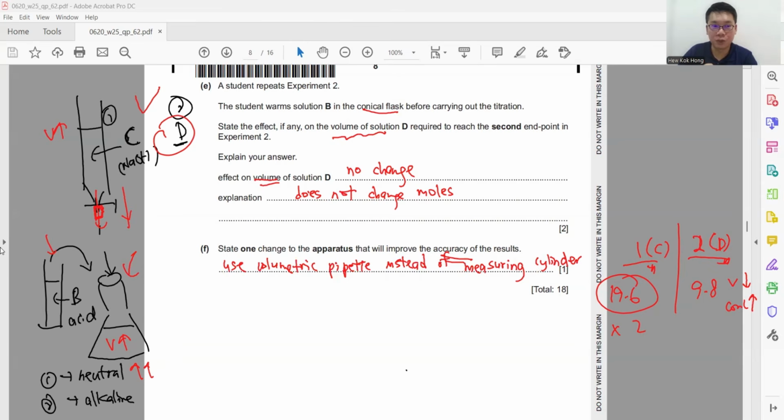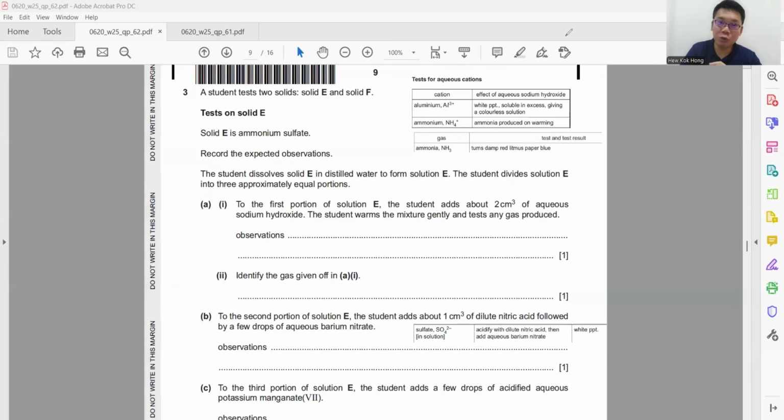Done for question 2. Question 3 is again the test of salt. The information is mostly already in the sheet at the back, so you can just refer to that. I extract some related information here. In the exam, you refer yourself.